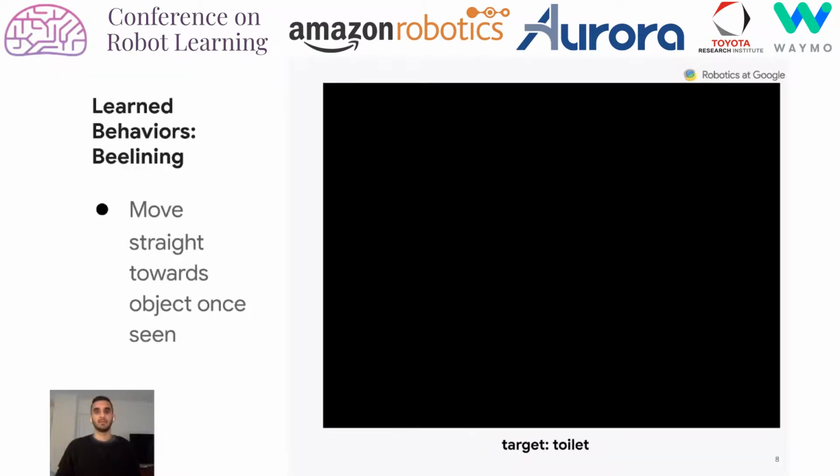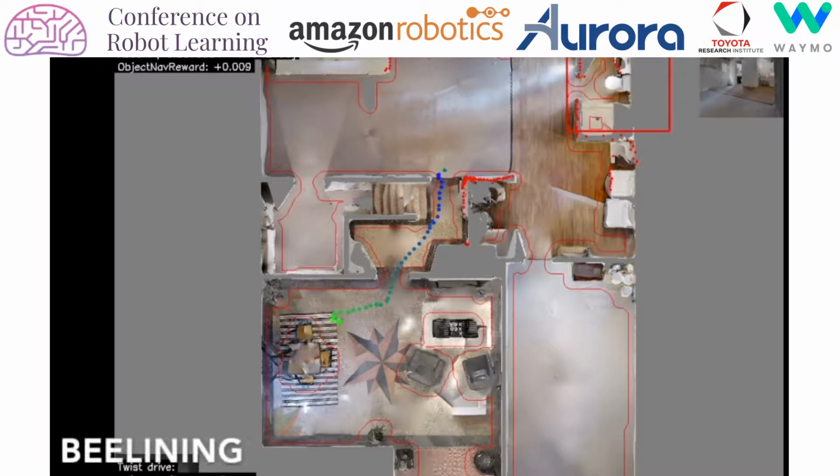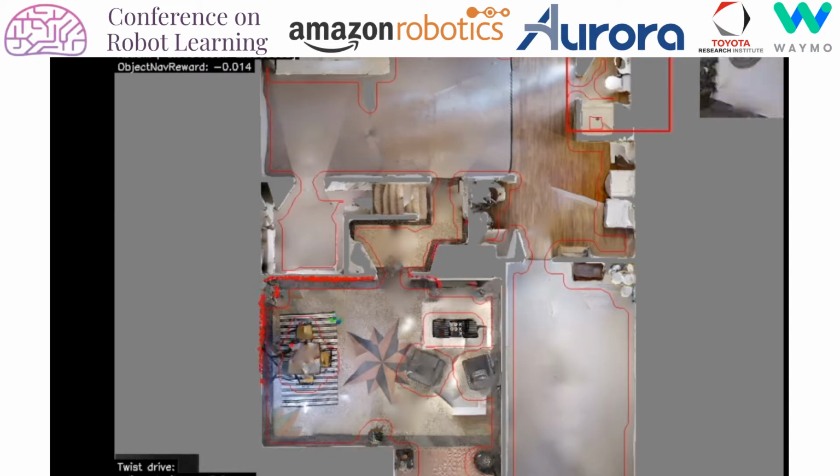Another learned behavior is beelining, where the robot moves straight towards the object once it's seen. In this example, we see the robot looking for a toilet, traversing a room and hallway. Once the robot detects a toilet, it heads straight towards it.